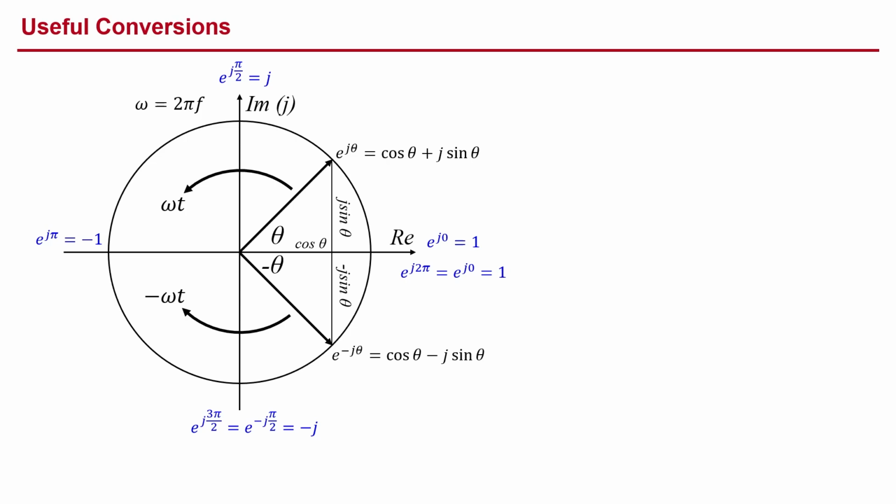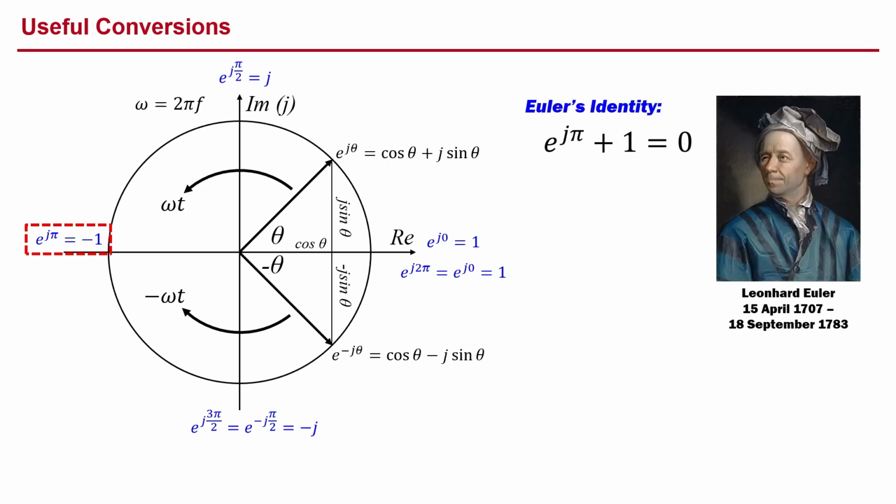Let's take a closer look at theta equals pi. We can rearrange the terms to get e to the j times pi plus 1 equals 0. This is called Euler's identity, also named for Leonhard Euler, and it is not to be confused with Euler's formula discussed earlier. This identity is noteworthy because it links 5 fundamental mathematical constants: e, j, pi, 1, and 0.